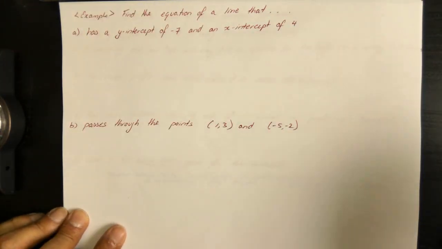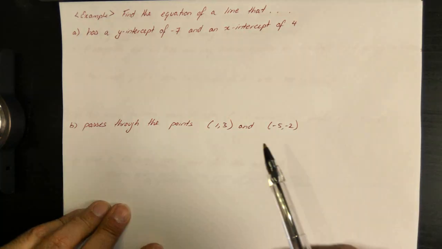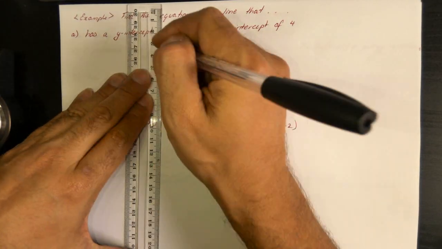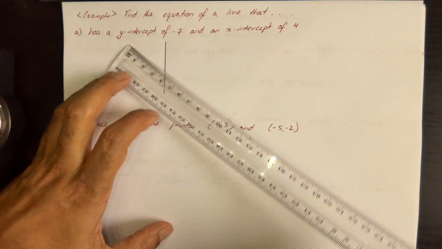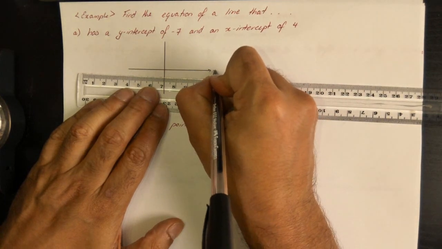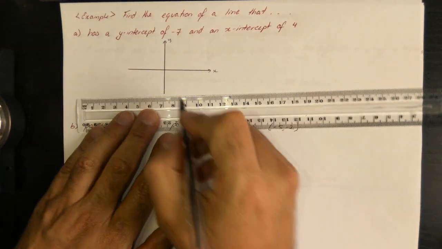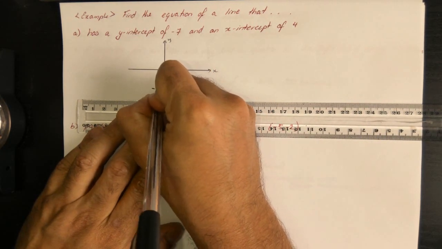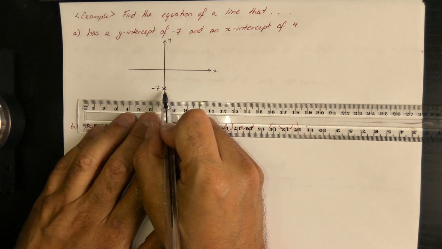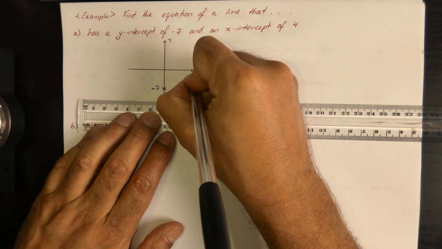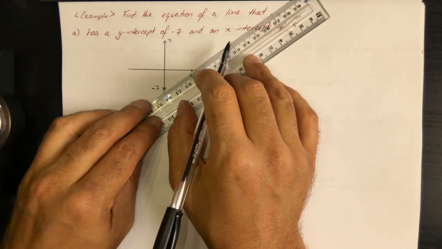We want to find the equation of a line that has a y-intercept of -7 and an x-intercept of 4. So if I do a quick sketch, I don't have to, but it gives you an understanding. There's my x-axis, there's my y-axis. I have a y-intercept of -7, so somewhere down here at -7 my line cuts this point. And I'll have an x-intercept of 4, so somewhere here it's going to cut at 4.